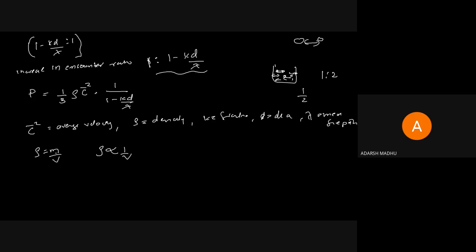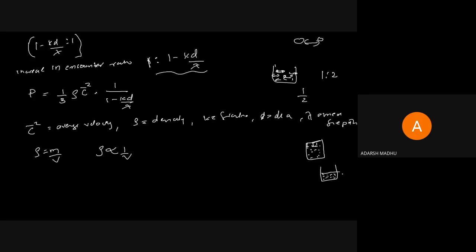Density is inversely proportional to volume. When the volume is halved, density will be twice. Density will be doubled. And the volume of the particular gas is initially the volume. When the volume is halved, the density doubles, and the molecules that were standing here will be crowded into this small space.